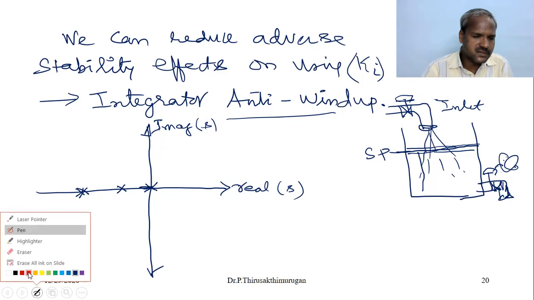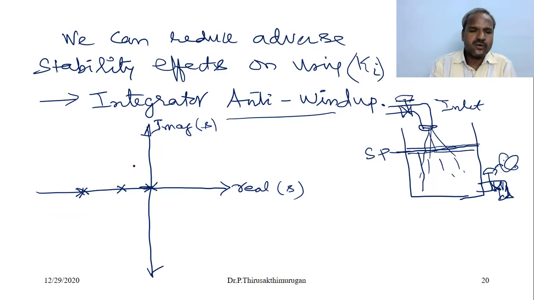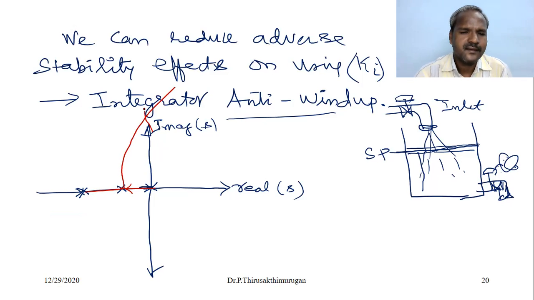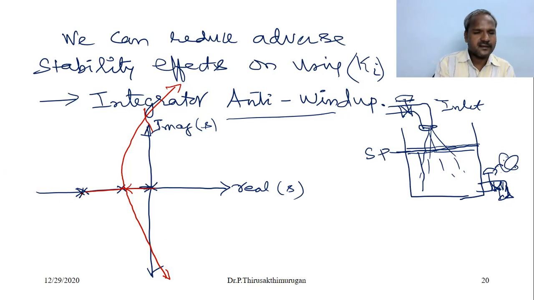So there are three roots. One root from here mingles with here. Another root from this side to this side. They take a breakaway here and move to the imaginary axis, crossing the imaginary axis. Similarly, it crosses the imaginary axis. So this is the infinity. It reaches infinity. So the third root, right?